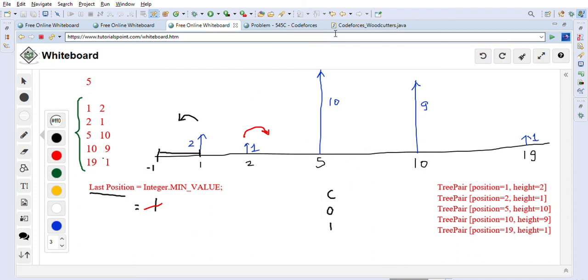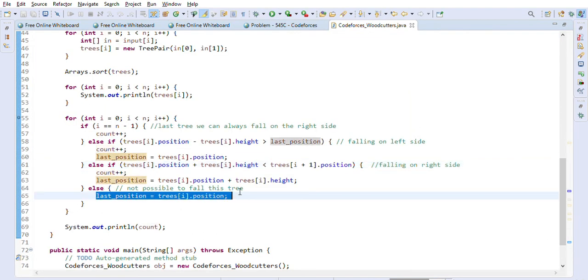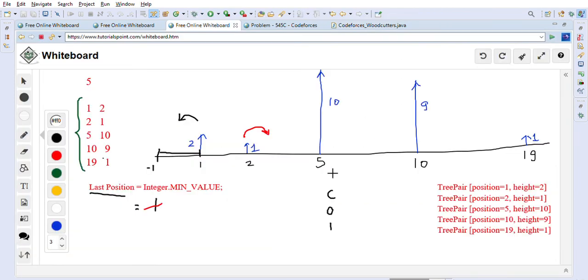If we cannot fall it on the right side, the one thing we have to do is update the last position to the tree position, right? Because even if we cannot fall it on the right side, our last position will still change now. It means the last position will be updated to this current tree position, correct? And then we will move on to the next tree, because now the last position will be this position, since there is already a tree present at this position.